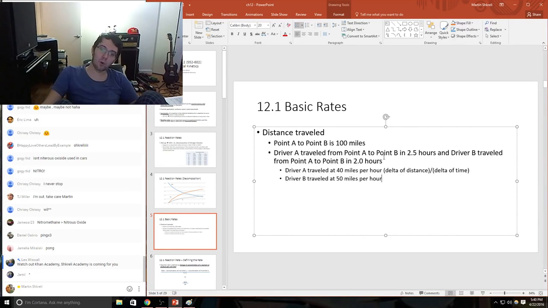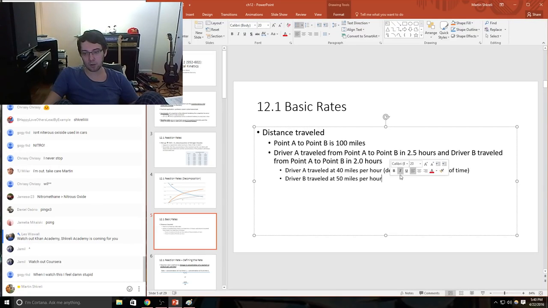So anyway, if you drove from Brooklyn to Stamford in 2.5 hours, you'd be going about 40 miles an hour, because the distance delta is 100 miles. So you go from mile 0 to mile 100, and the amount of time is 2.5 hours. If you divide the change in distance over the change in time, you get 40 miles per hour. And someone else maybe did it in 2 hours, the same equation applies, and it's 50 miles per hour.